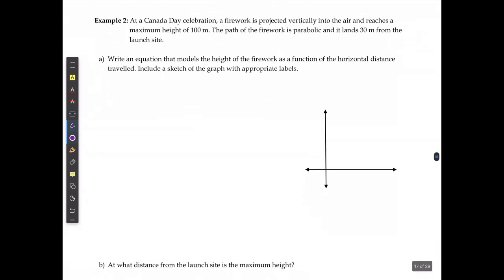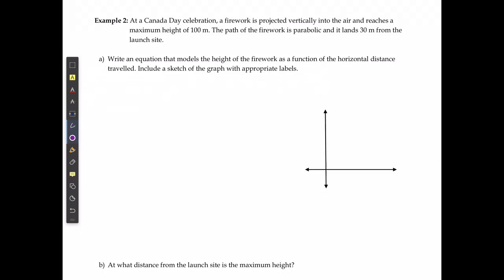All right, for the next example, at a Canada Day celebration, a firework is projected vertically into the air and reaches a maximum height of 100 meters. The path of the firework is a parabolic arch, and it lands 30 meters from the launch site. Write an equation that models the height of the firework as a function of the horizontal distance traveled.